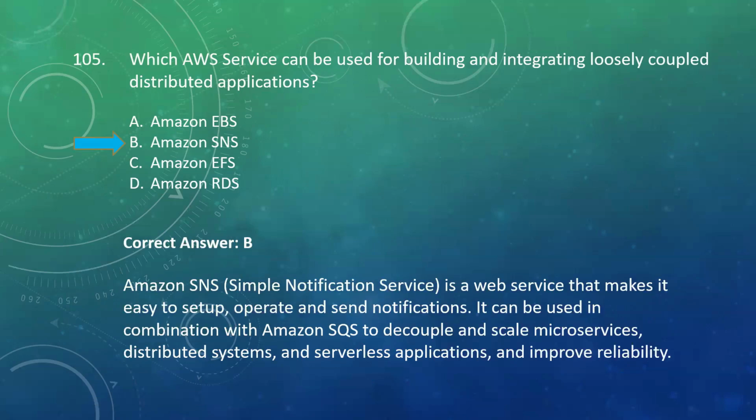Amazon SNS, which is also called simple notification service, is a web service that makes it easy to set up, operate, and send notifications. It can be used in combination with Amazon SQS, which is simple queue service, to decouple and scale microservices, distributed systems, and serverless applications and improve reliability. So even though in the options you just have Amazon SNS, individually it is not capable of breaking up the application. It always works in coordination with Amazon SQS when you are trying to decouple an application.